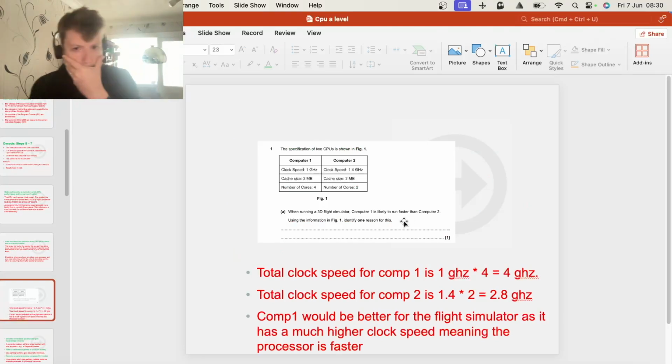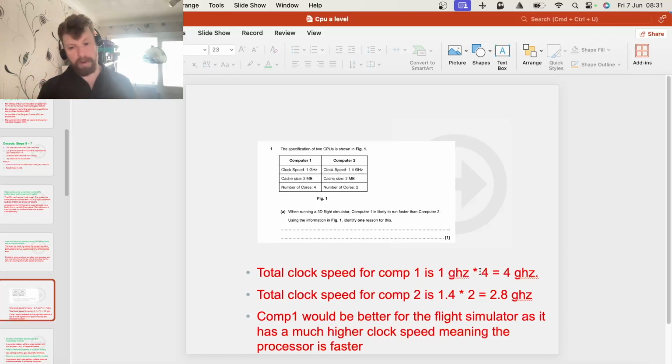Very quickly, they might get you to calculate which is going to be the faster one and why. So you've got 1 gigahertz with 4 cores here, and 1.4 gigahertz with 2 cores. Which is faster and why? Generally, ignore the cache. If they are the same, that could be the tie break factor. So 1 gigahertz is 1 gigahertz times the number of cores. Total clock speed is clock speed times the number of cores, which gives you 4 gigahertz.